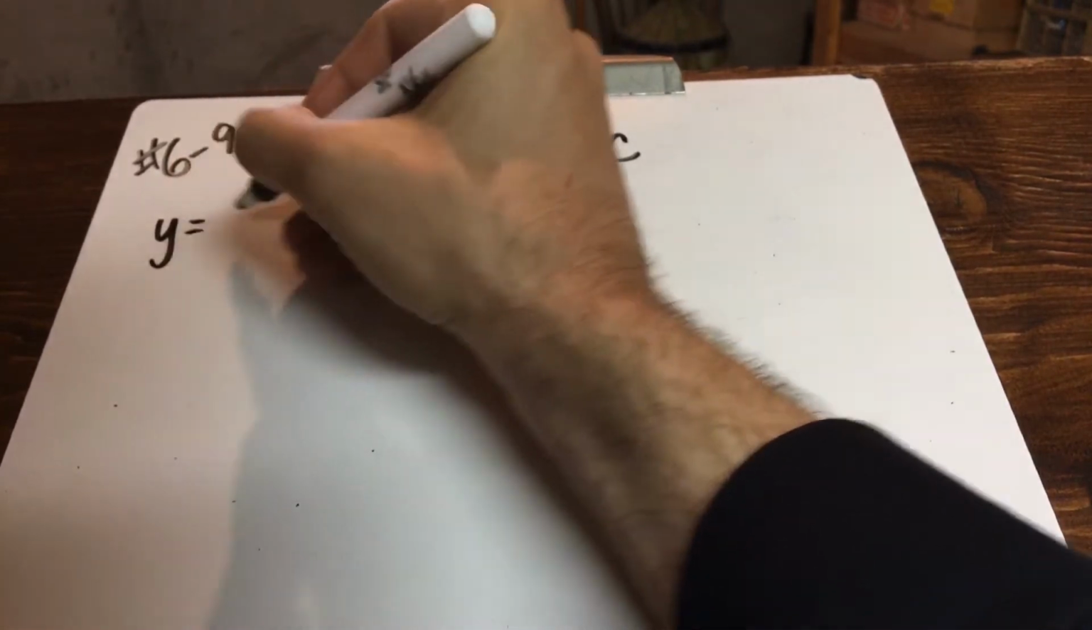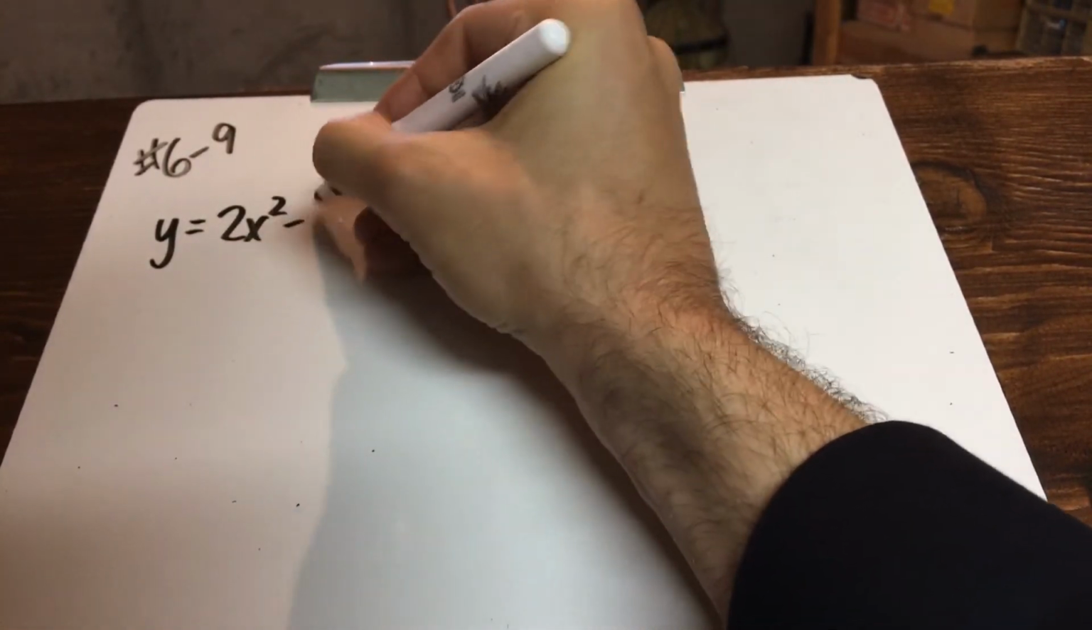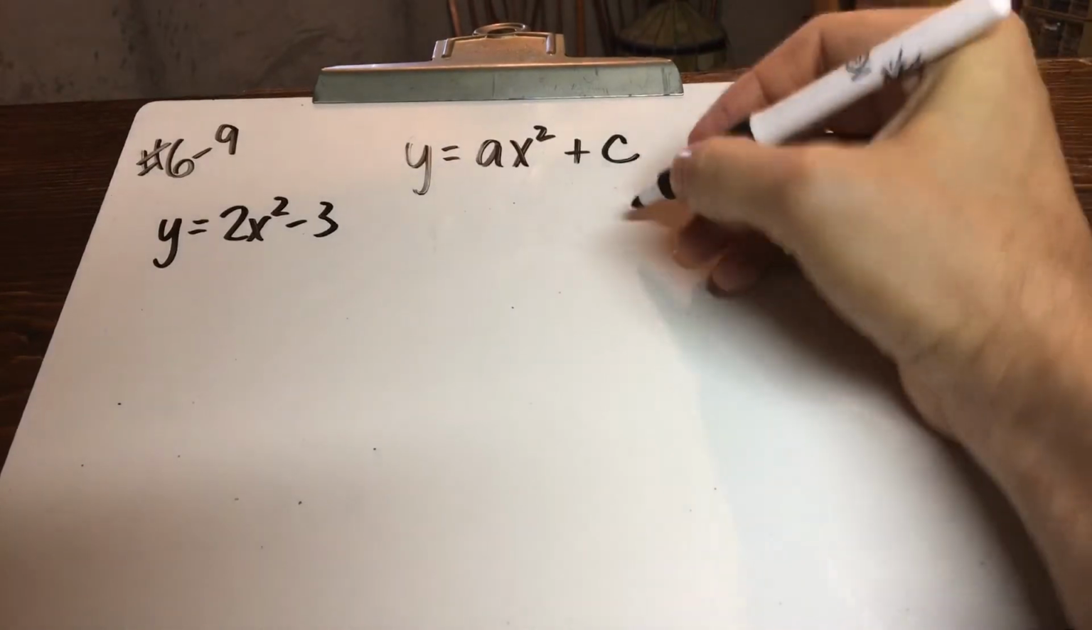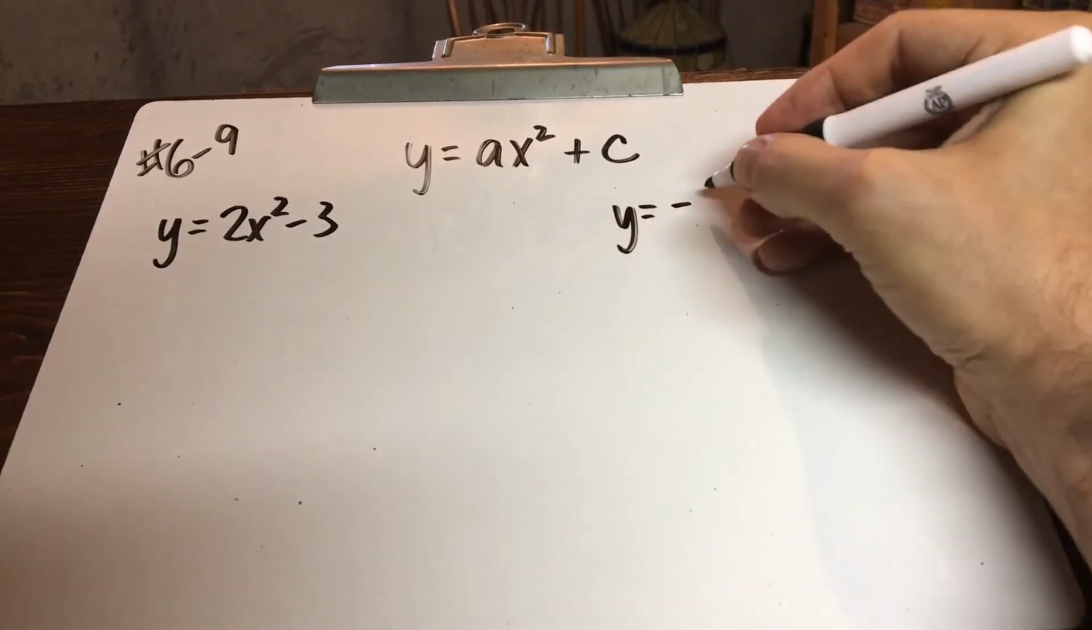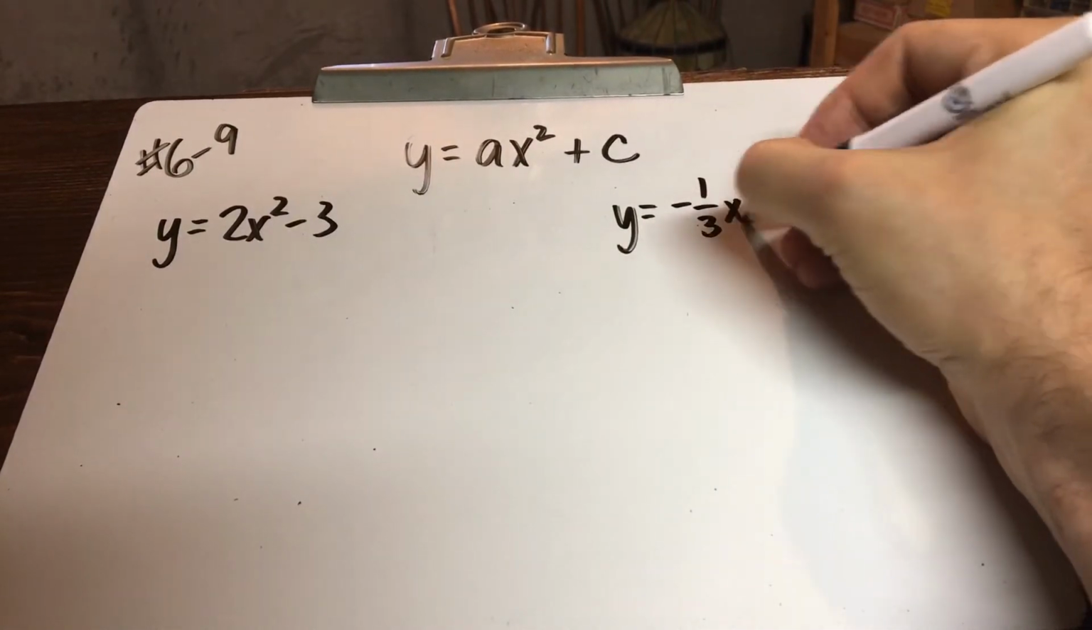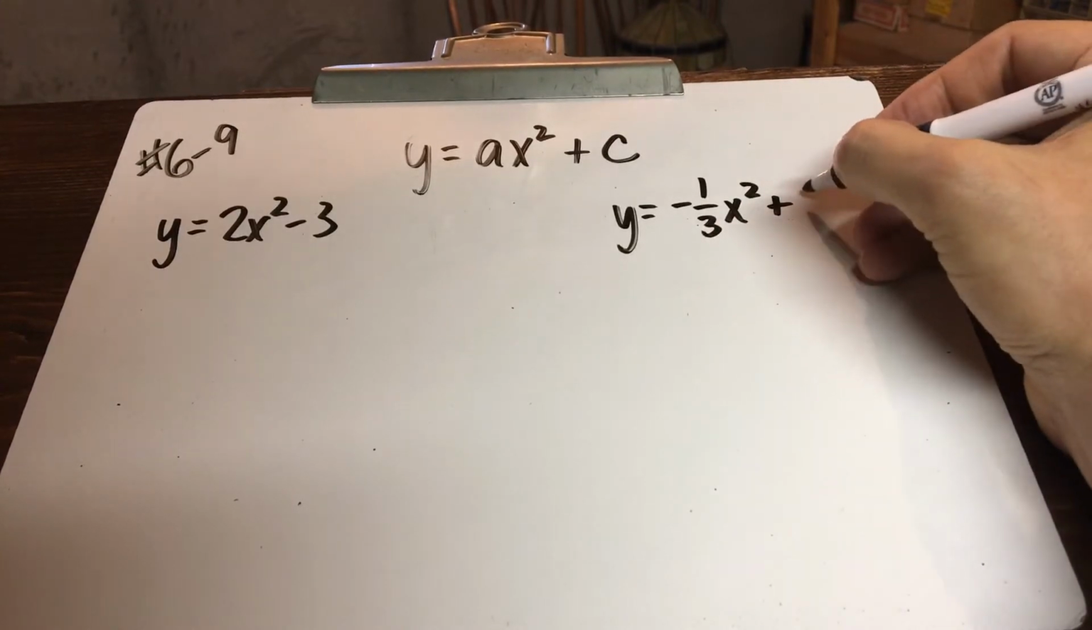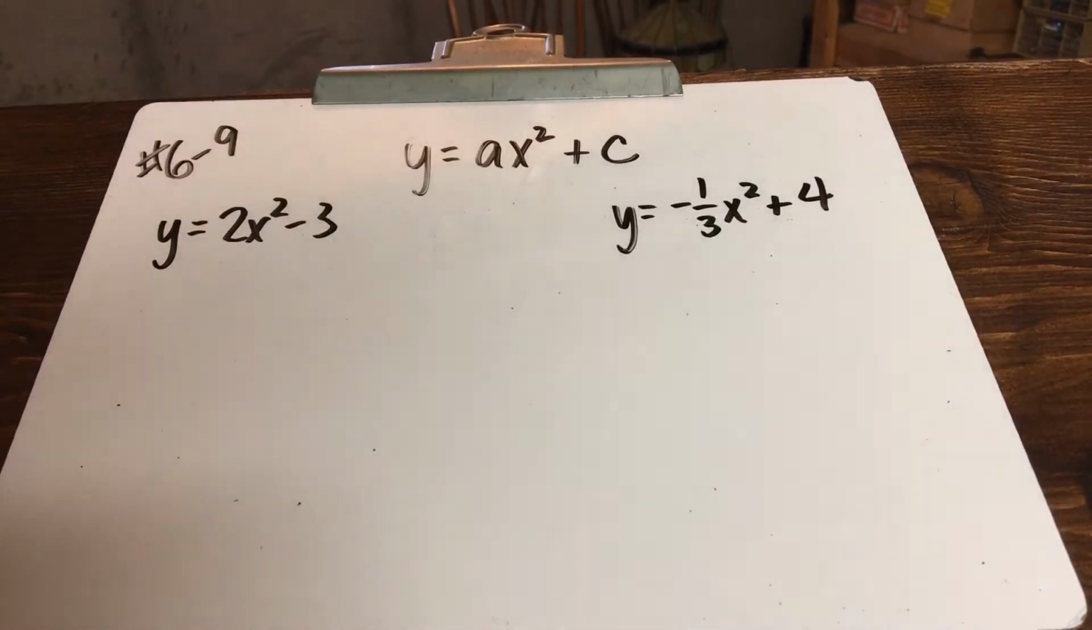You might have one that looks like this, and then you might have one that looks like this. I'll do a negative one just to show you. And I'll even do this one as a fraction. I don't know. I'm just going to make that up. And so it's going to do the same thing.